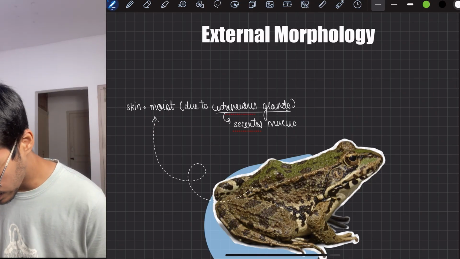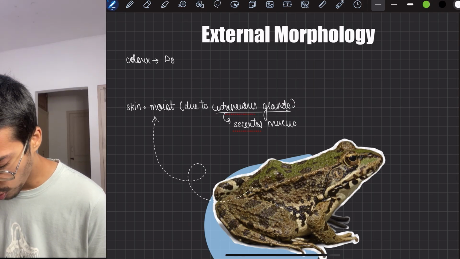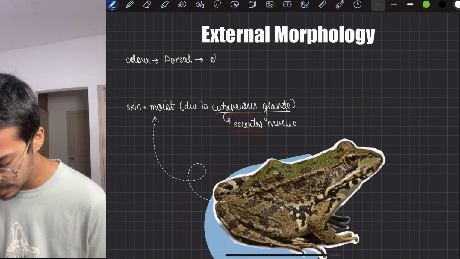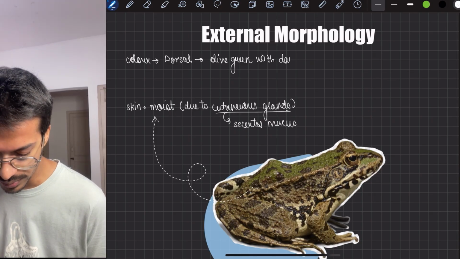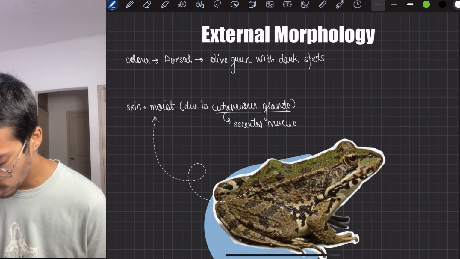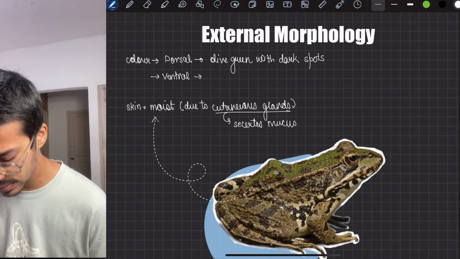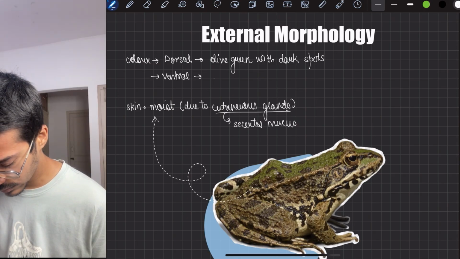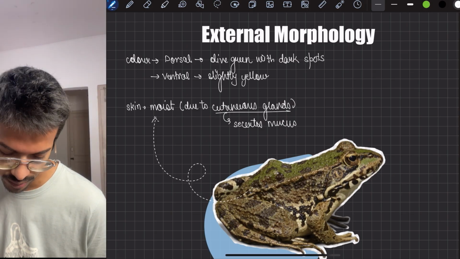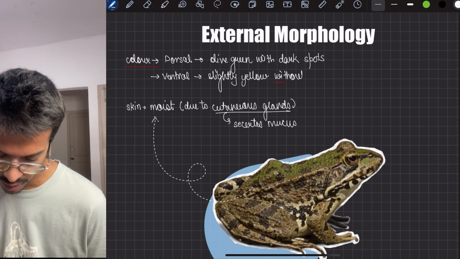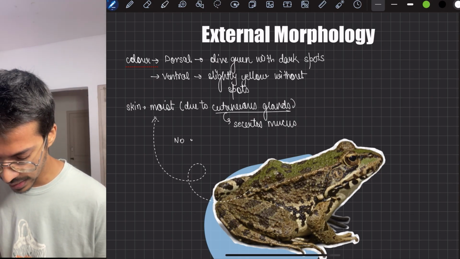Okay, next, color. The dorsal side of the body is olive green with brown and dark spots, whereas the ventral side is slightly yellow without spots. Moreover, can you see any exoskeleton? No exoskeleton. Skin is present.